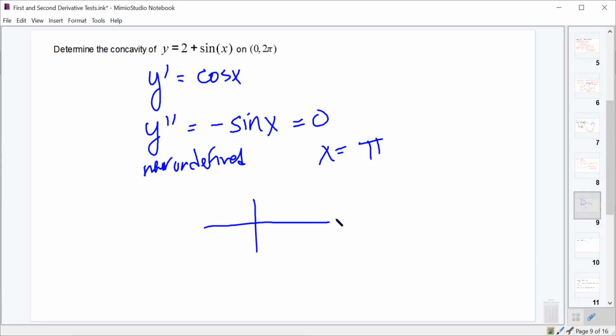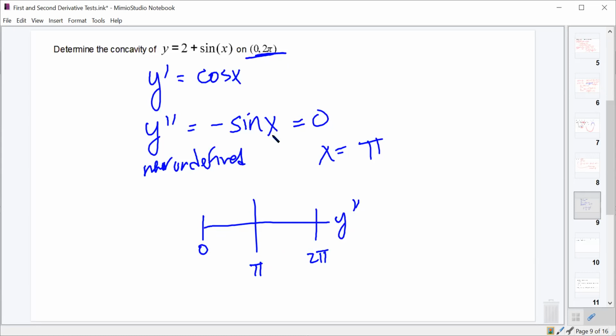So now we'll make a sign chart with our second derivative. We'll put pi in the middle. Since we're only talking about the interval from 0 to 2 pi, we still put those endpoints, and just make sure that any values we plug in are between 0 and pi and between pi and 2 pi. Does that make sense? All right, so what's something between 0 and pi? Pi over 2.